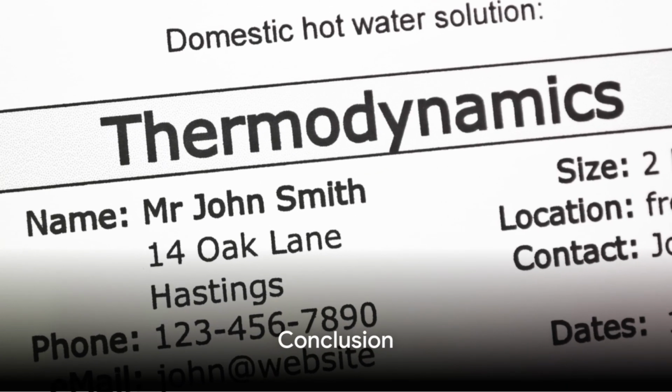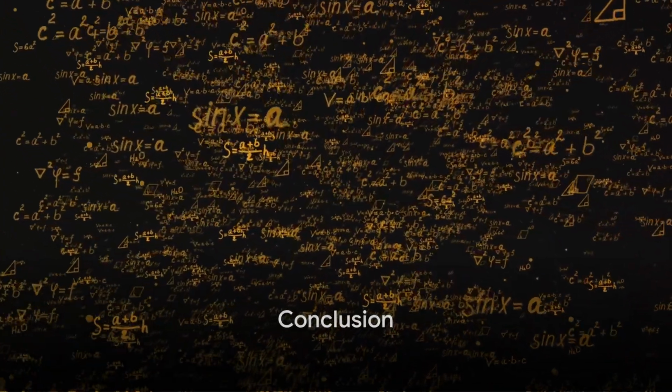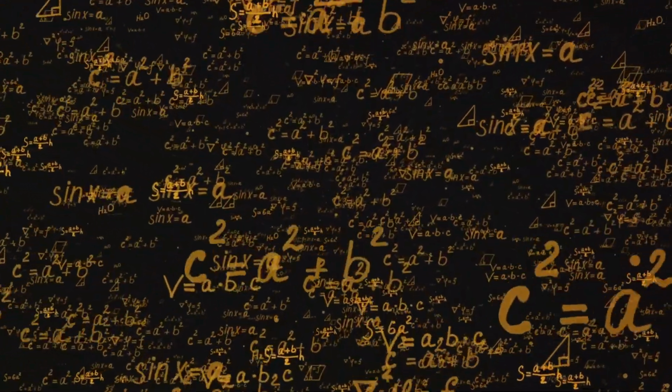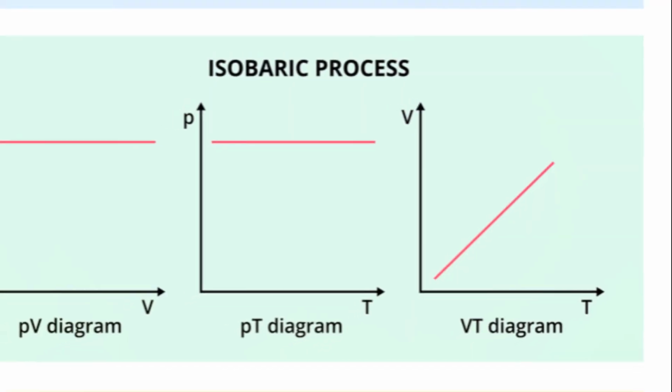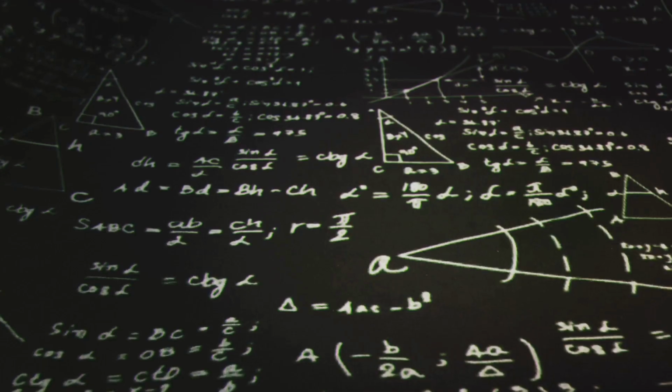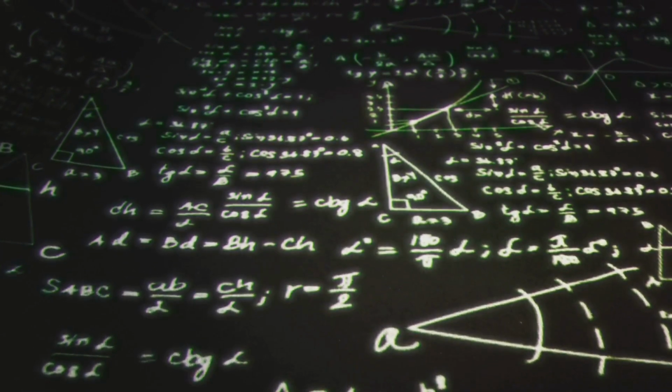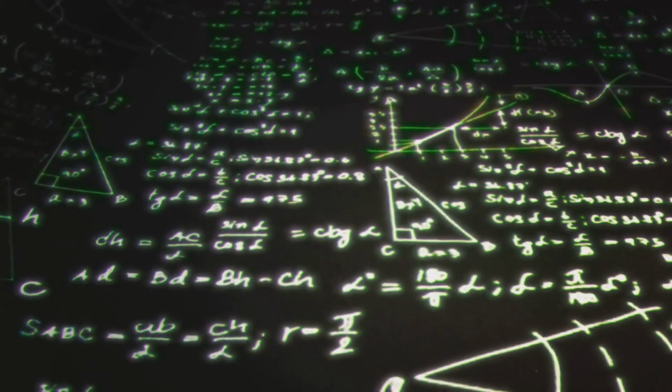To wrap things up, today we delved into the fascinating world of phase equilibrium and thermodynamics, focusing on the Clausius-Clapeyron equation. We explored the meaning of the equation and walked through the steps of using it to calculate the rate of change of vapor pressure with respect to temperature.